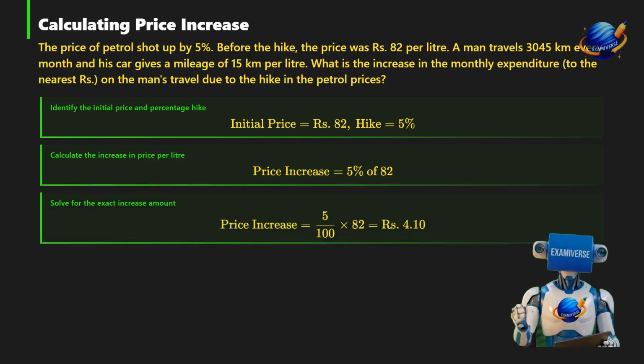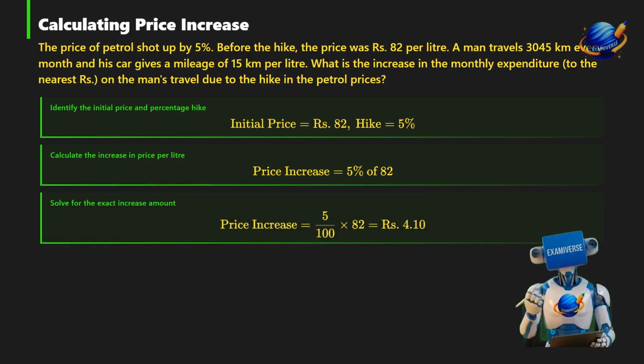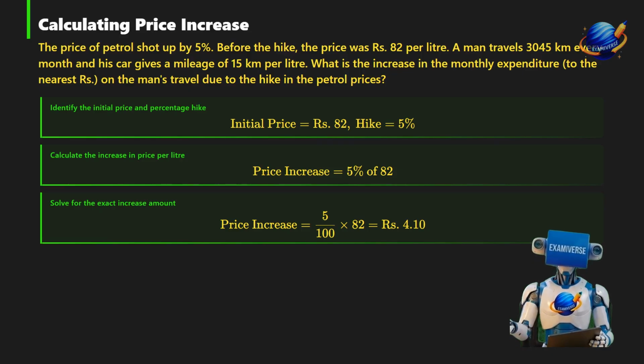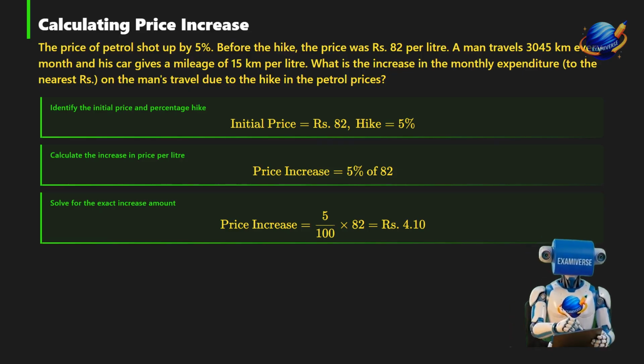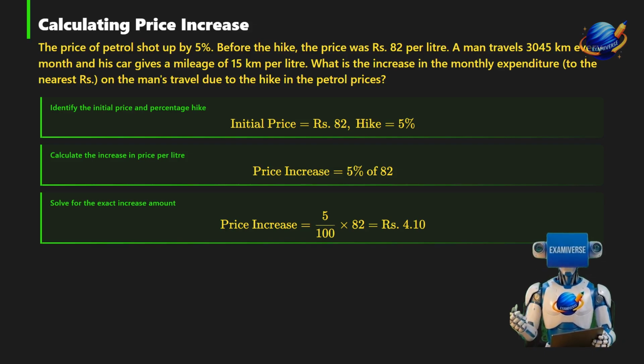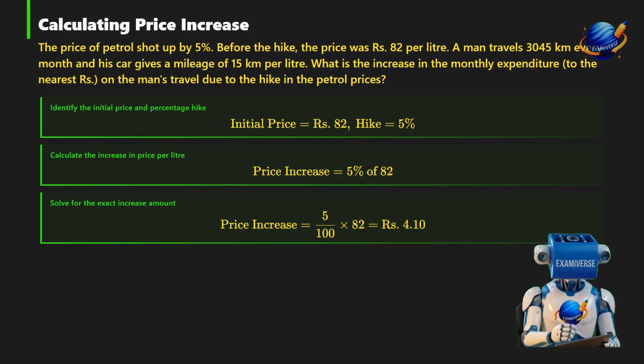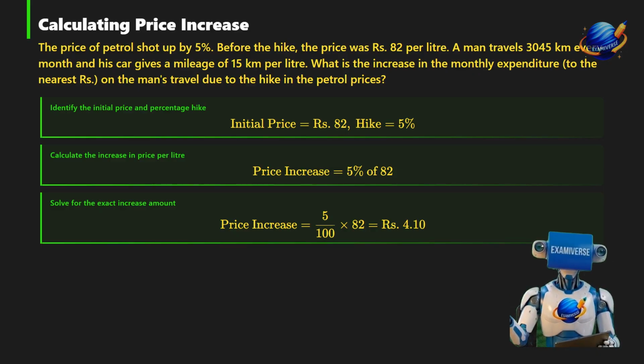Let's break this down mathematically. 5% is simply 5 divided by 100. Multiply that by 82. 5 times 82 is 410. Divide that by 100, and we get exactly 4.10 rupees. This means for every litre of petrol he buys, he is paying an extra 4 rupees and 10 paise. By focusing only on the difference, we have saved ourselves from dealing with large, messy multiplication later on. Always look for these shortcuts when you are sitting in the examination hall.